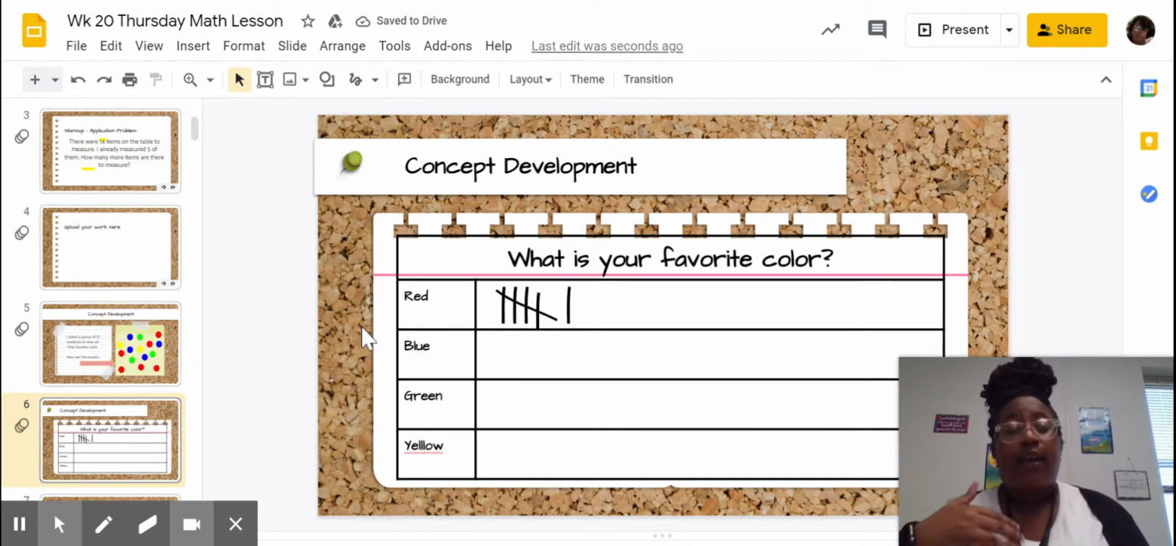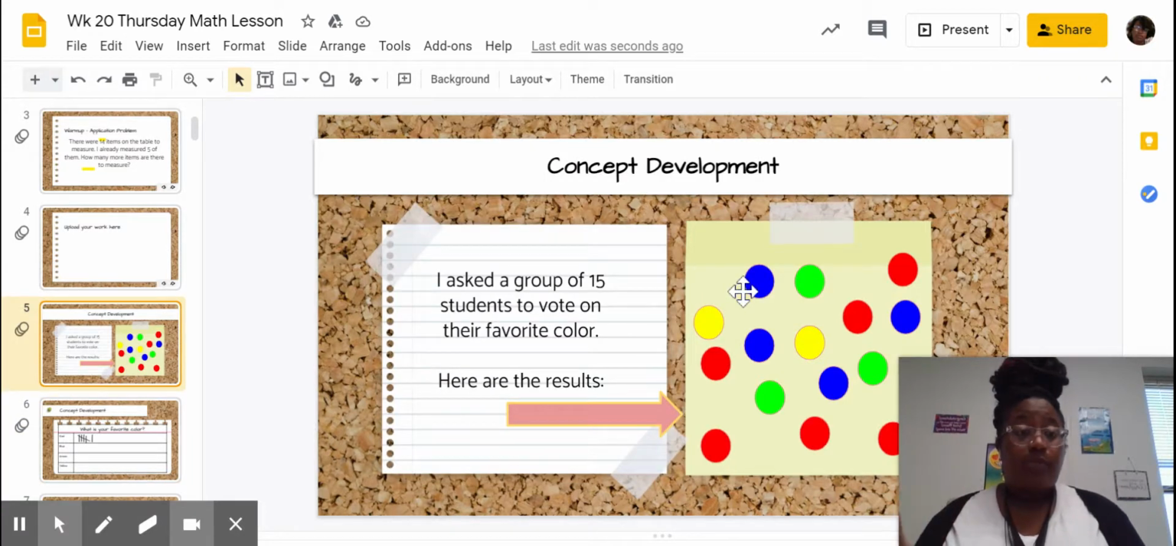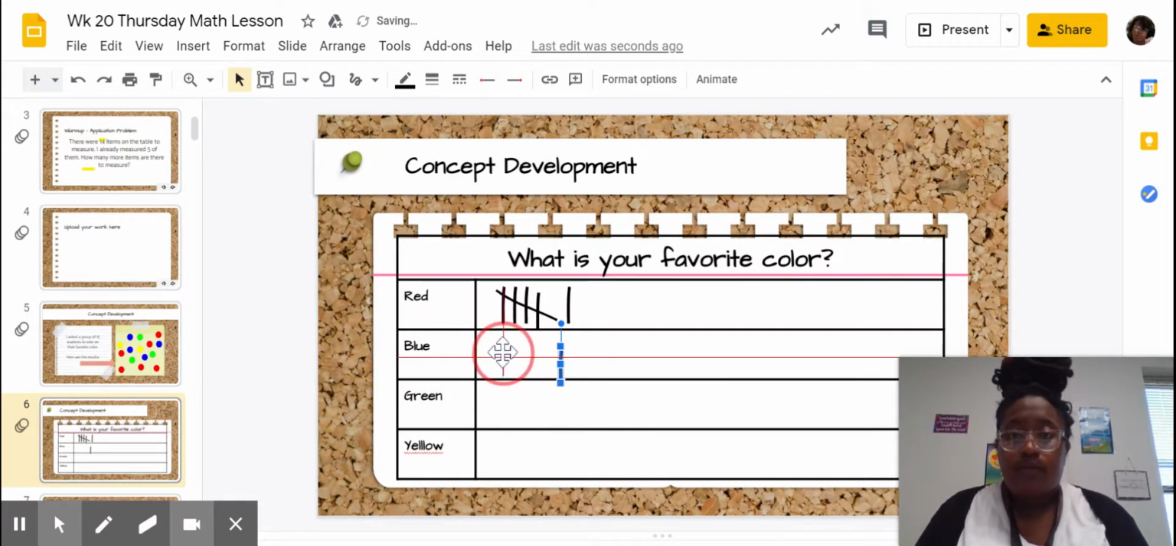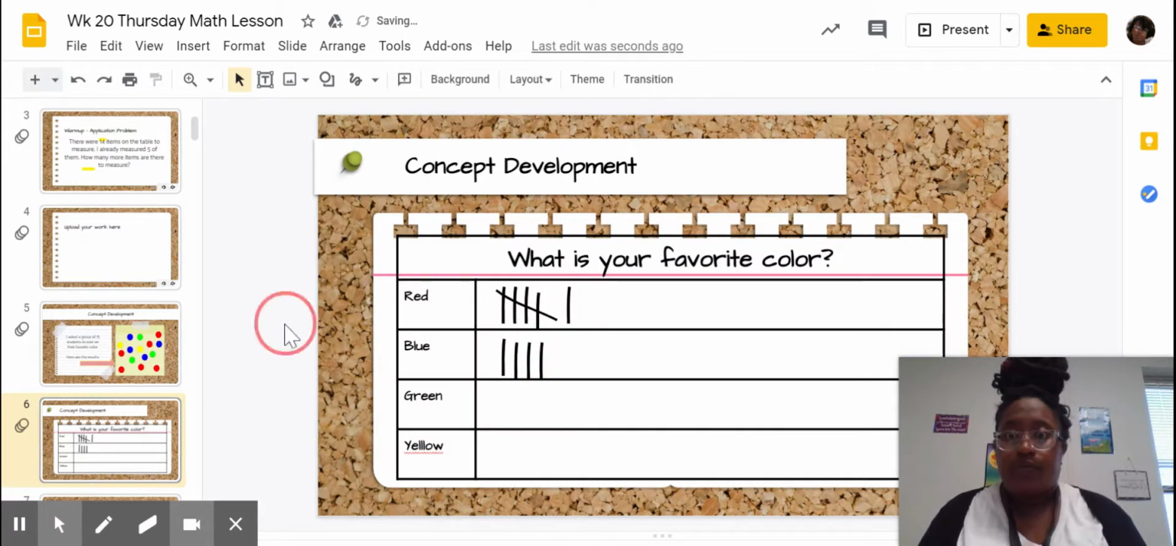Now our next color is the color blue. So I'm gonna go back to my Post-it note and let's count the blue circles. 1, 2, 3, 4. So I need to put 4 tally marks next to the color blue in my chart. 1, 2, 3. Sorry, friends. 4. Okay, now we have our tally marks for blue.